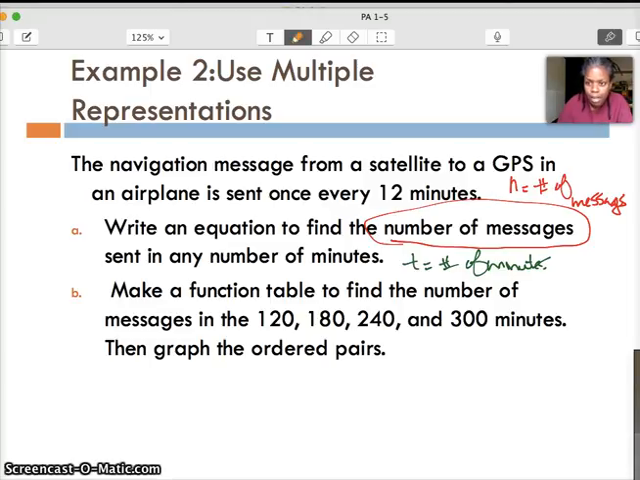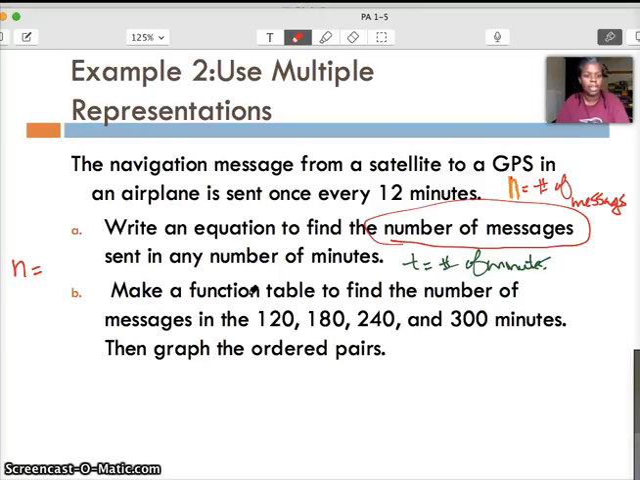So n is the number of messages, and t is the amount of minutes. And they want us to come up with an equation that can facilitate finding the number of messages given any number of minutes. So if we're looking for the number of messages, I'm going to start off with n equals. N equals what? How can I relate the number of messages to the number of minutes?